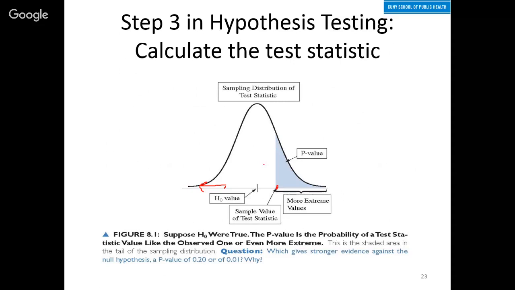This drawing is, I think, a little bit misleading because this would be your p-value for a one-tailed test or a one-sided test. Under the two-sided test, you have to include two tails, two sides, like this.